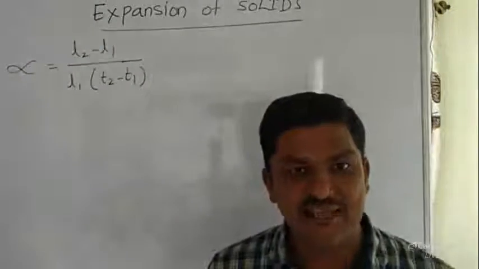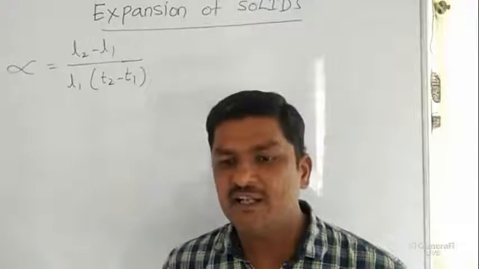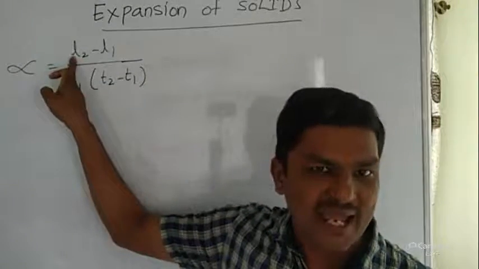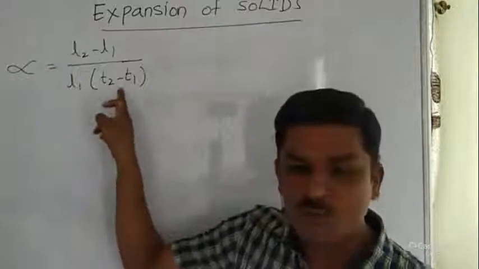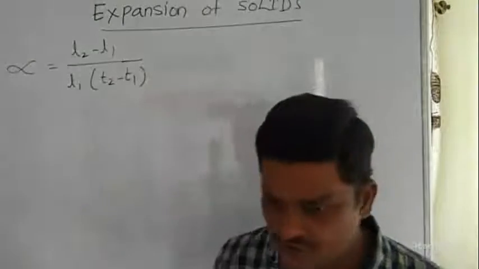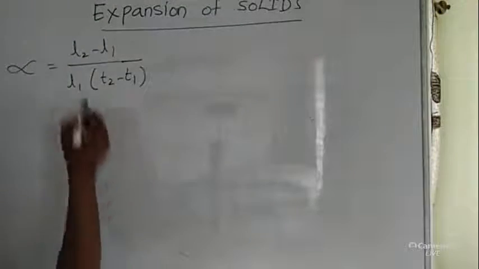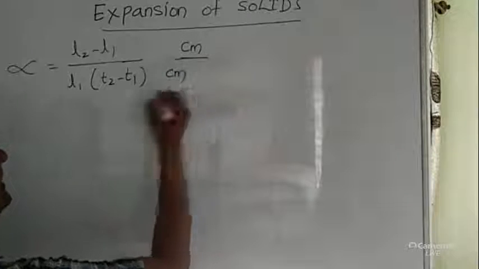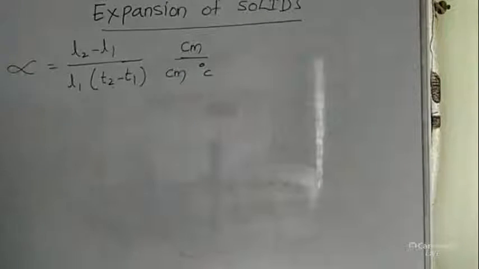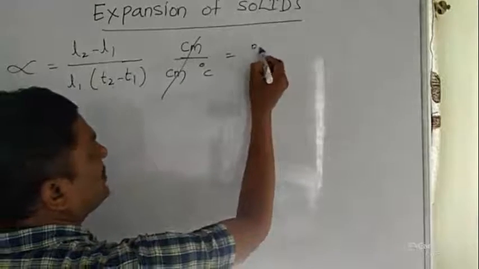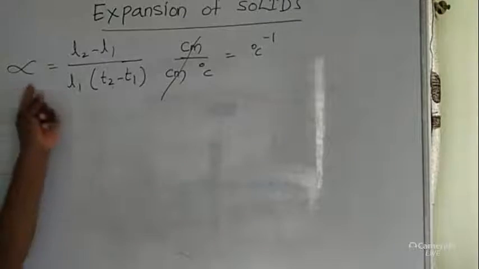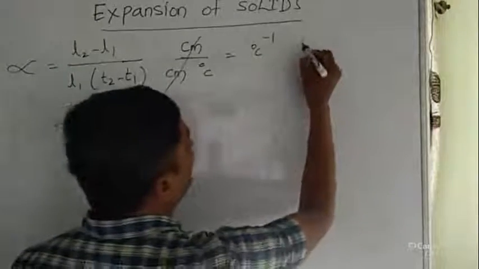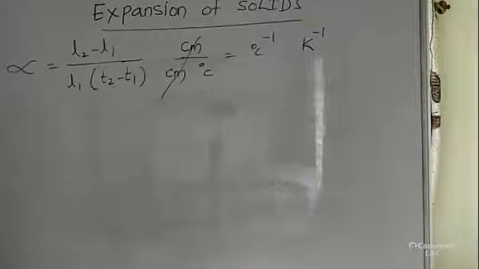Here L1 is the initial length of the rod, L2 is the final length, T1 is the initial temperature, T2 is the final temperature. L2 minus L1 is also called the change in length, and T2 minus T1 is the change in temperature. The CGS unit of change in length and of initial length is centimeter, and temperature is in degree centigrade. Centimeter gets cancelled, so the CGS unit of alpha is per degree centigrade, and the SI unit of the coefficient of linear expansion is per Kelvin.